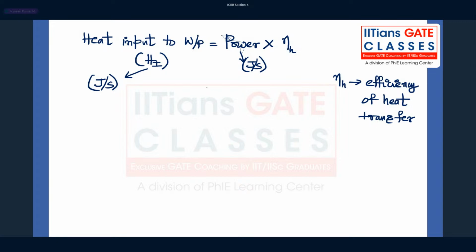Now, what is power P? So I'll write HI is equal to P into eta H. Power is V into I. So HI is equal to voltage into current into heat transfer efficiency. This is very good, right? And remember, this is joules per second. Why I'm telling joules per second, I'll tell you.